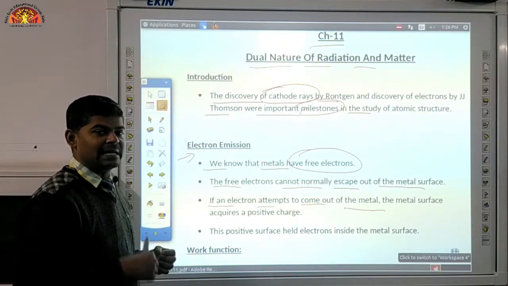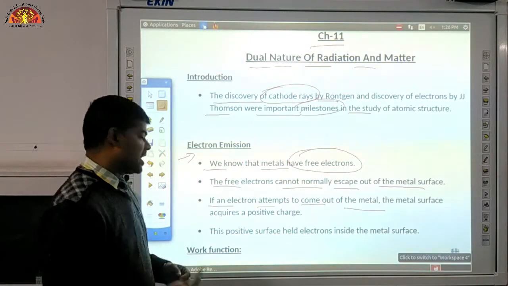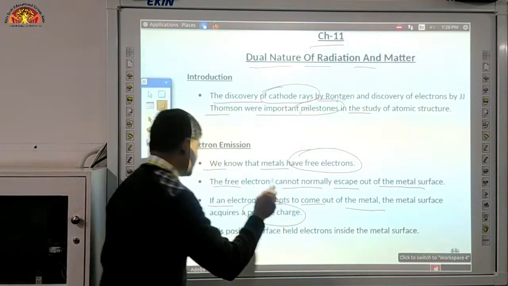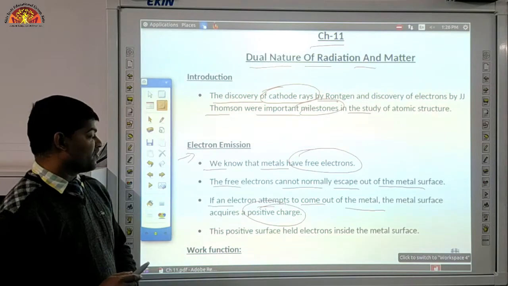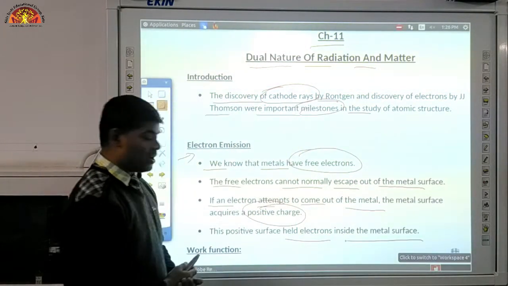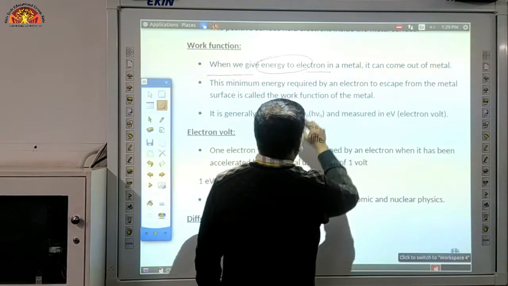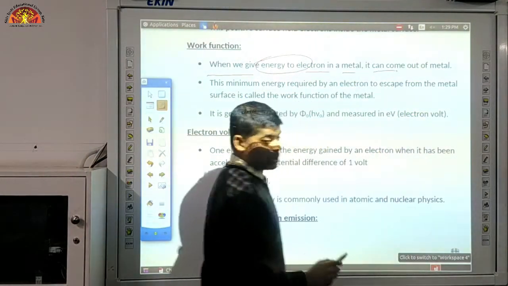अगर इलेक्ट्रॉन बाहर निकल जाते हैं metal surface से, तो जो metal होगा उसके ऊपर कौन सा चार्ज आ जाएगा बच्चों? पॉजिटिव चार्ज आ जाएगा. Now this positive surface holds the electrons inside the metal surface. Now come to the work function. When we give the energy to an electron in the metal, it can come out of the metal.